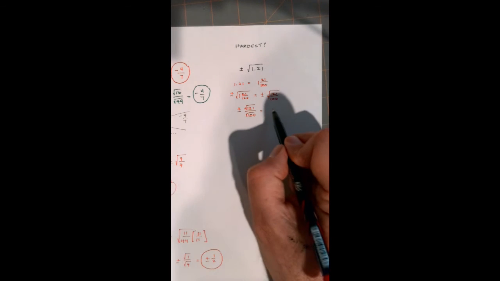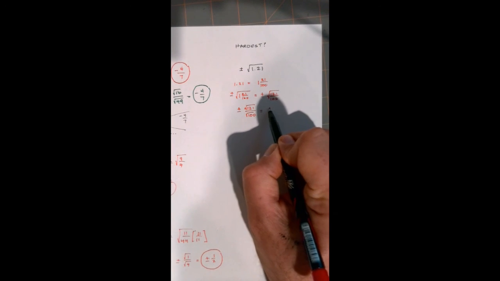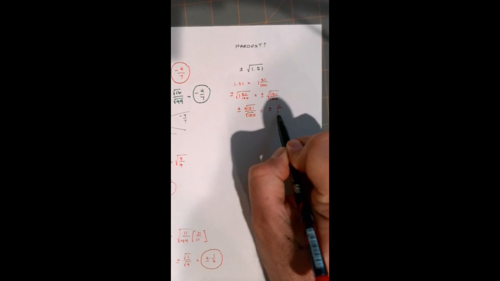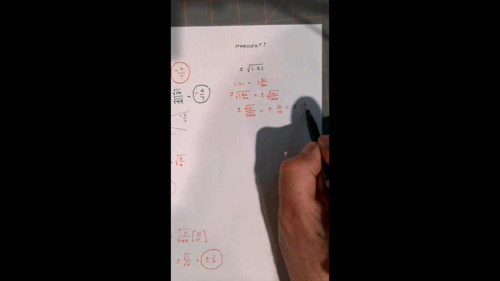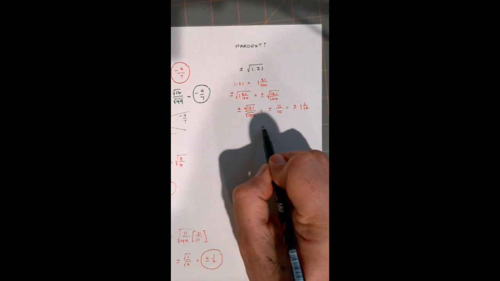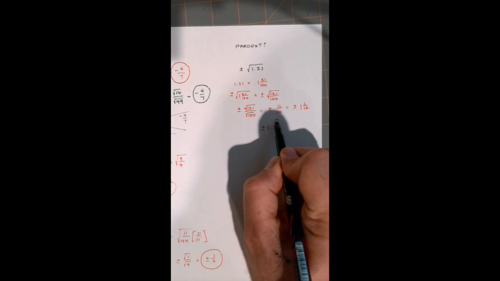I know my perfect squares up to 20, up to 15, right? So you should know that this is plus or minus 11 over 10. So 11 tenths is plus or minus 1 1/10, which is plus or minus 1.1. So here they do want the answer in a decimal. Okay? So we'll say if it's given to you as a fraction, give it back as a fraction. If it's given to you as a decimal, give it back as a decimal.